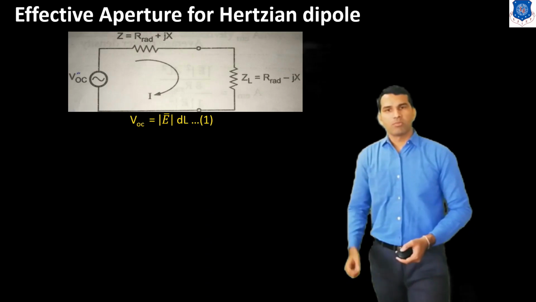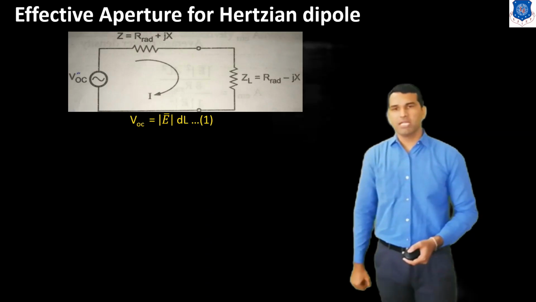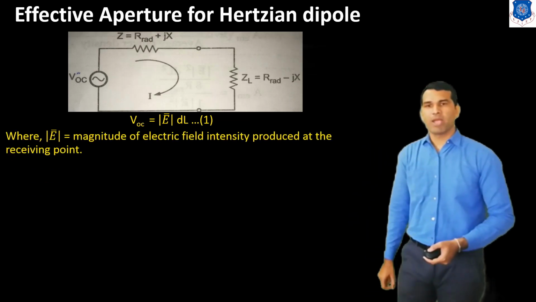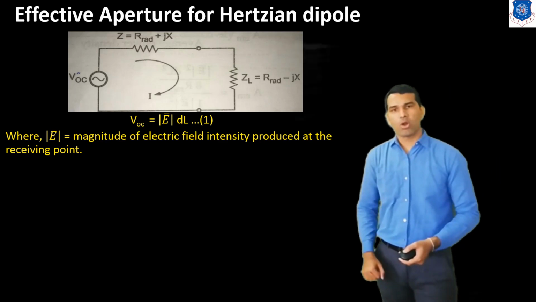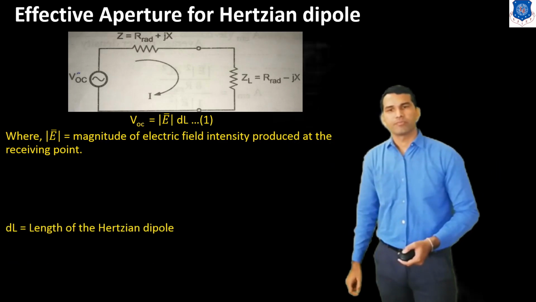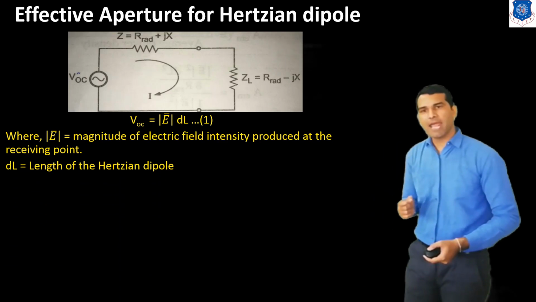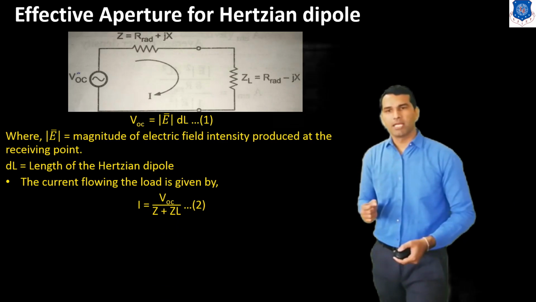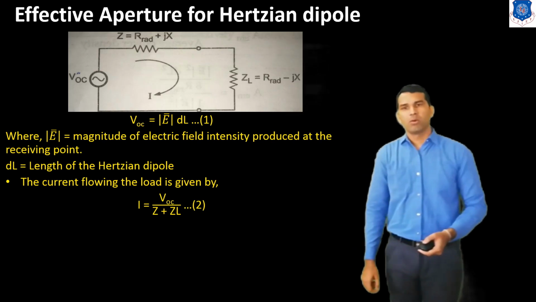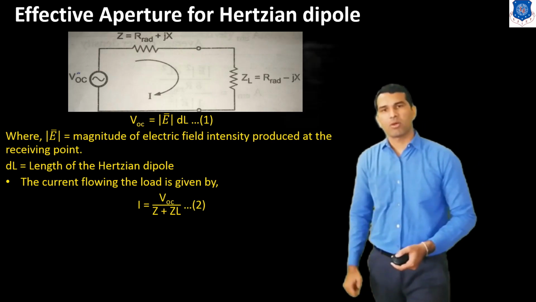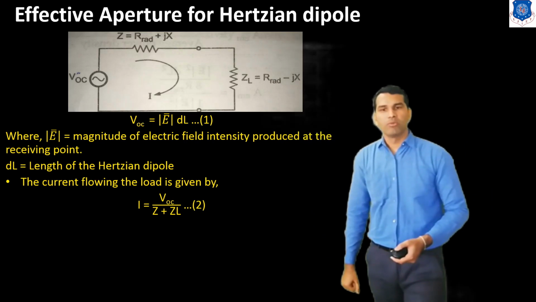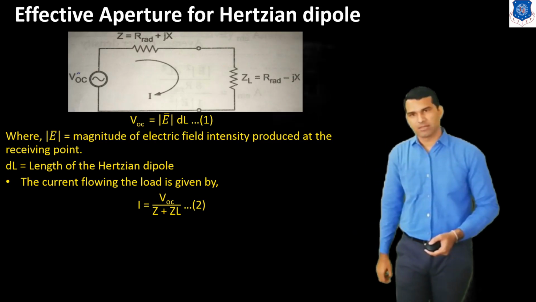From this figure we can write that VOC is equal to E dot dl, where E indicates the magnitude of the electric field intensity produced at the receiving point, and dl indicates the length of the Hertzian dipole. The current flowing through the load is given, by using Kirchhoff's law, as I is equal to VOC upon Z plus ZL.